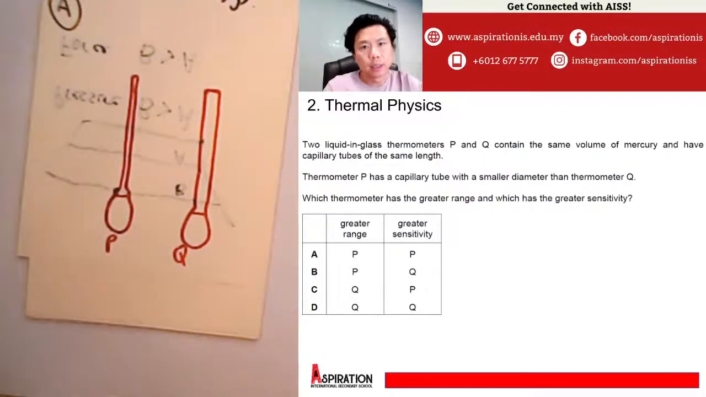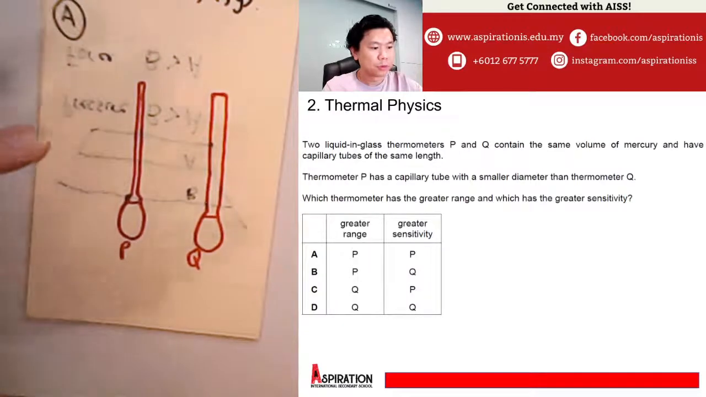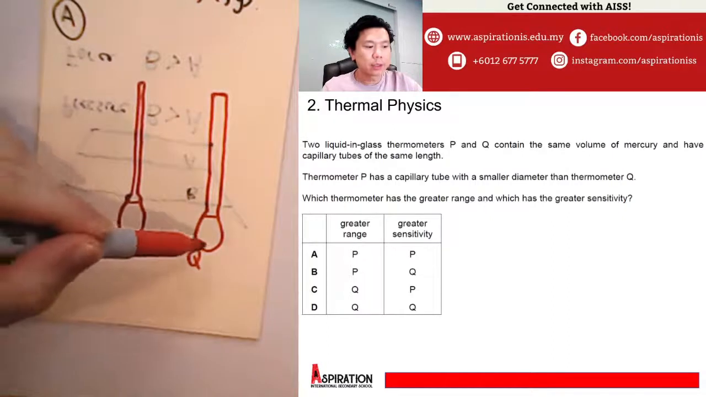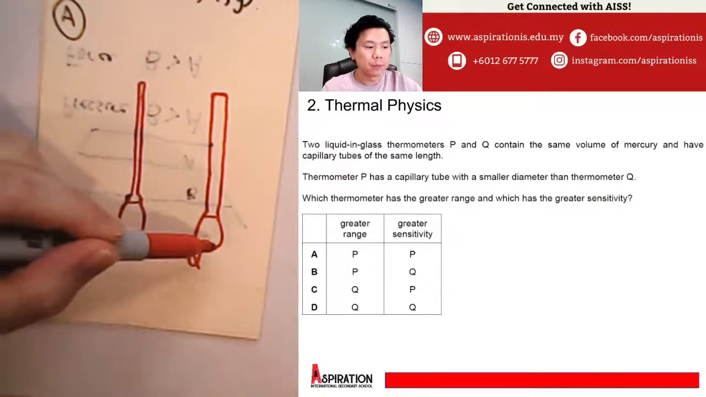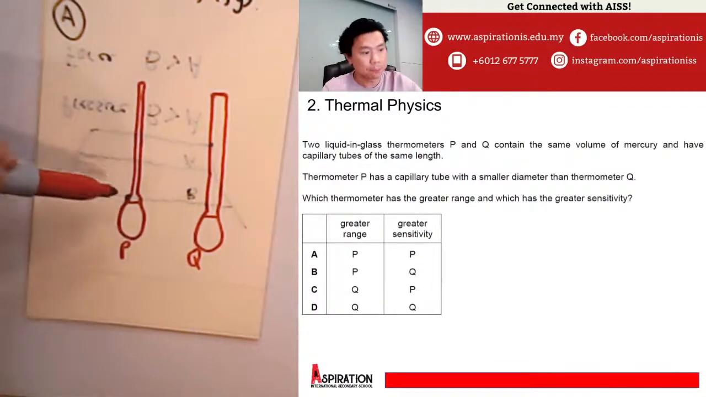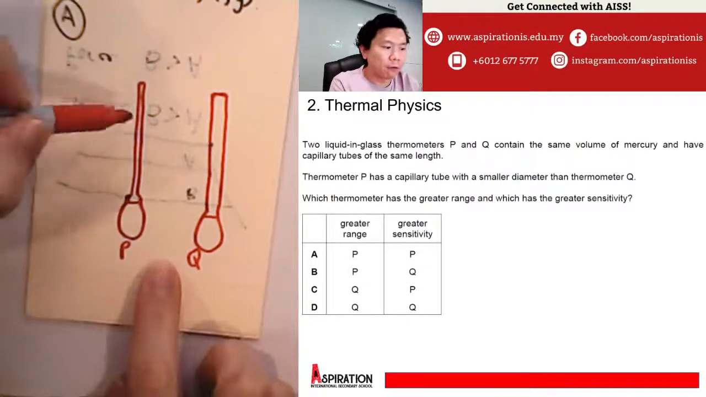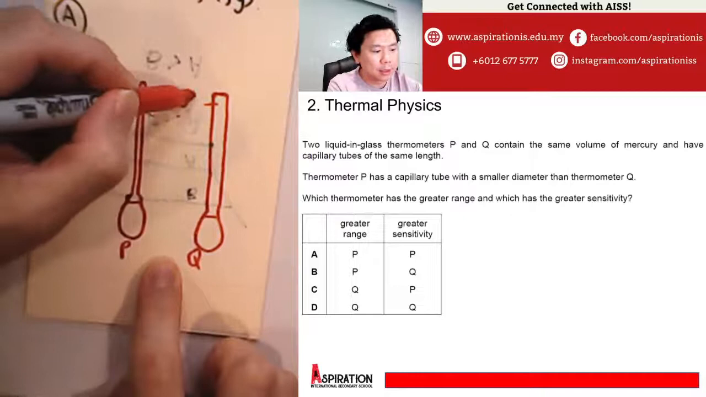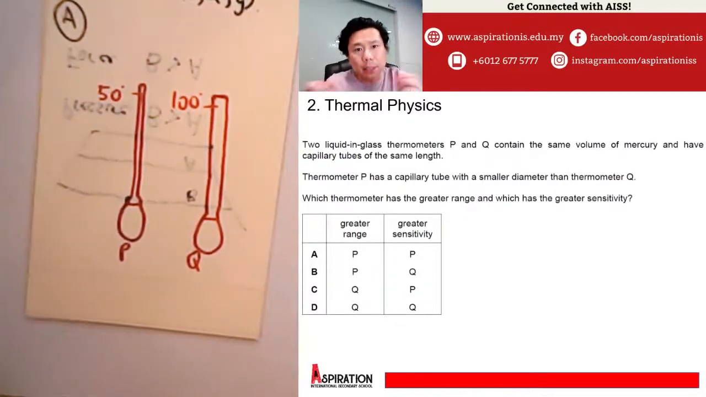Immediately you know that if you heat them up, which thermometer will reach the maximum limit sooner? Of course, it is P, right? That means the range of P is lower. Let's say it can measure 50 and let's say this can measure 100. Because at 50 degrees, P would have no more space for the mercury to expand, whereas Q, there's more space for the mercury to expand.